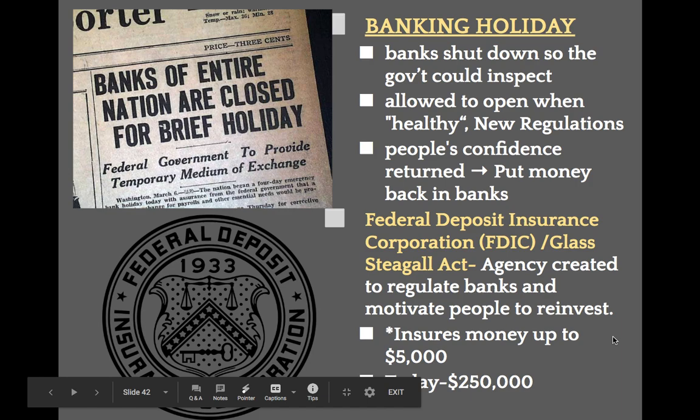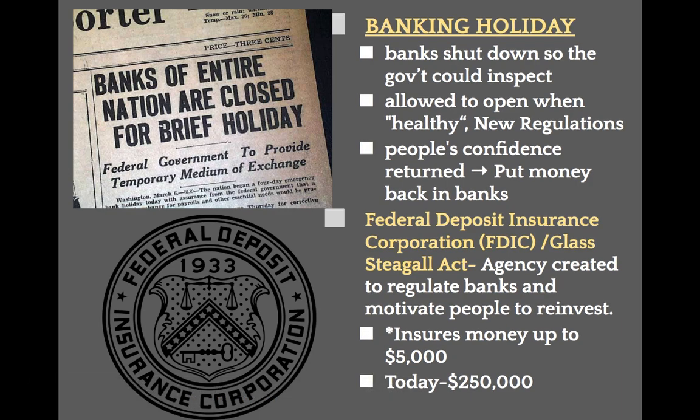So, if something like the Great Depression were to happen again, basically what this does is back up or insure your money up to $5,000 during that time period, and today it is $250,000. Okay, so if something were to happen and banks had to close, your money would be protected up to that amount. Again, this is an insurance policy. This is going to help people trust the banks again.